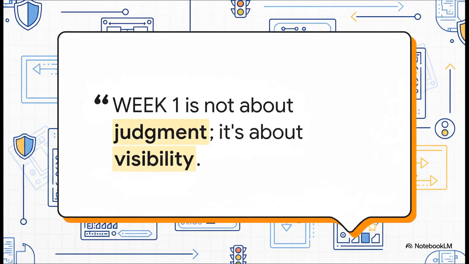Now, as you get ready to share this with your teams, I want you to remember this key principle. Week 1 is not about judgment, it's about visibility. You need to foster an open, non-judgmental discovery process. Encourage your staff to list everything, even the free tools or personal accounts they're using for work, without any fear of getting in trouble. Honesty is the only way we're going to achieve real visibility here.